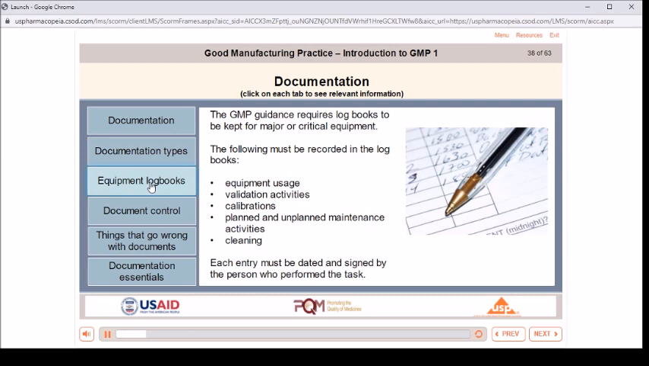Equipment logbooks. The GMP guidance requires logbooks to be kept for major or critical equipment. The following must be recorded in the logbooks: equipment usage, validation activities, calibrations, planned and unplanned maintenance activities, and cleaning. Each entry must be dated and signed by the person who performed the task.